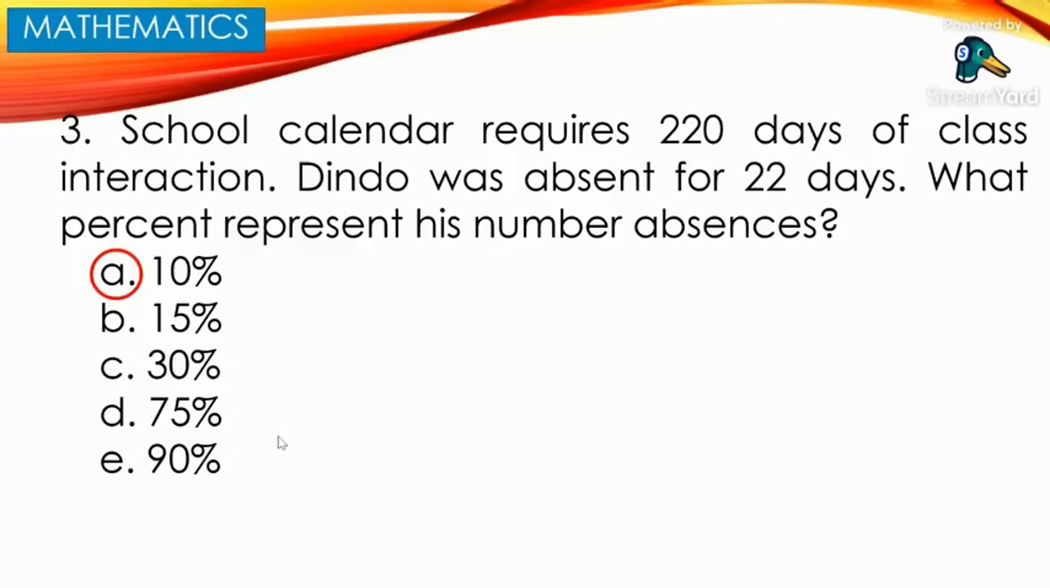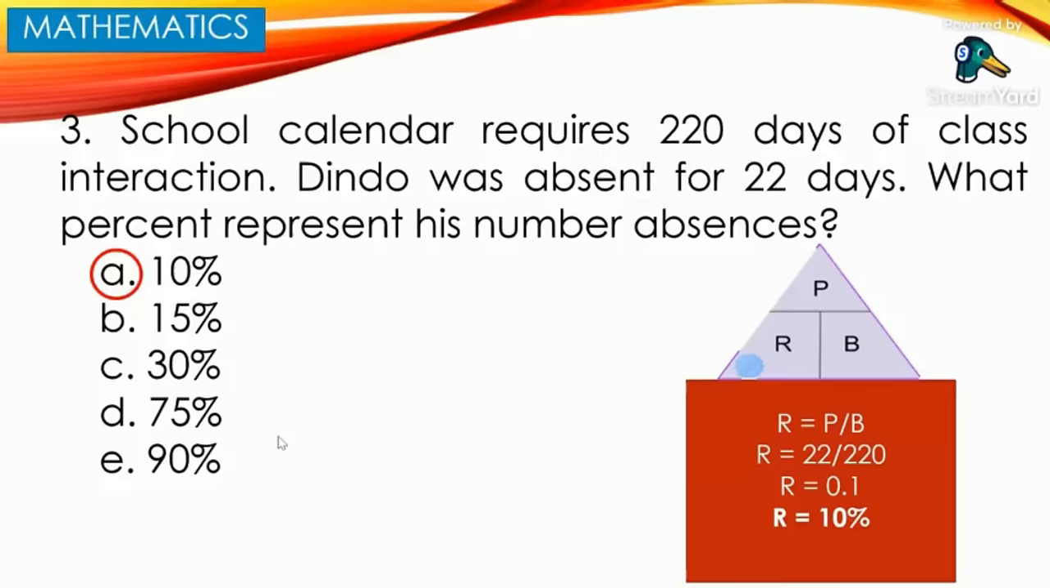Or we simply divide 220 by 10, the answer is 22. That is how 22 days yung kanyang absences. So using PRB still, 22 divided by 220, our rate is 0.1 times 100%. So this is equal to 10%. Okay, 22 divided by 220. That is correct.